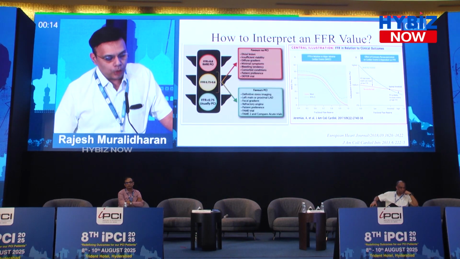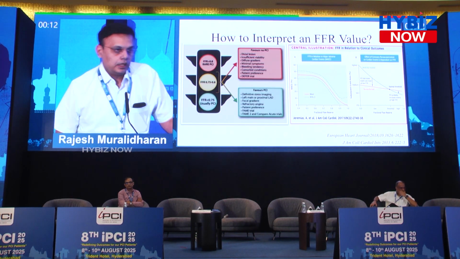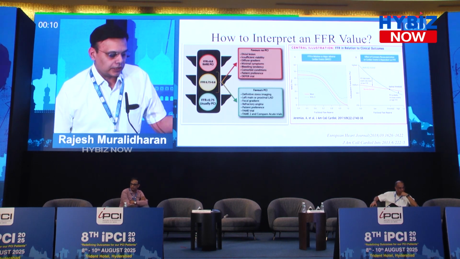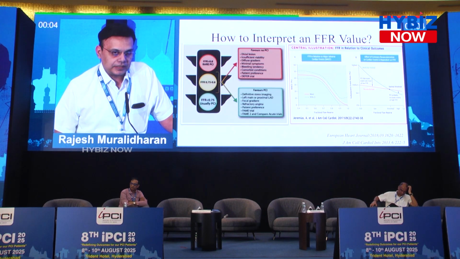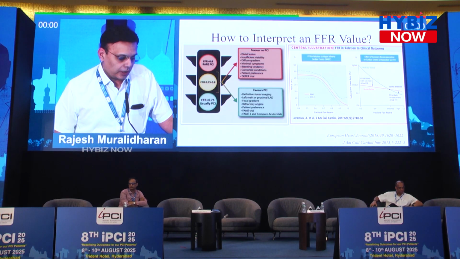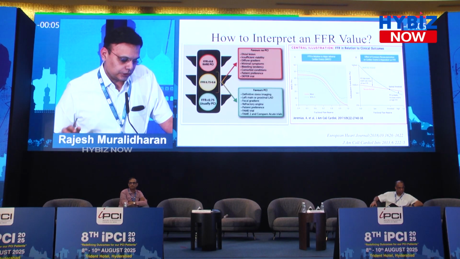So how do you approach an FFR value? It should be just like approaching a signal light. When the FFR is less than 0.75, it indicates ischemia, and you go ahead with the PCI. When it's green, when the FFR is more than 0.8, we usually don't do angioplasty.